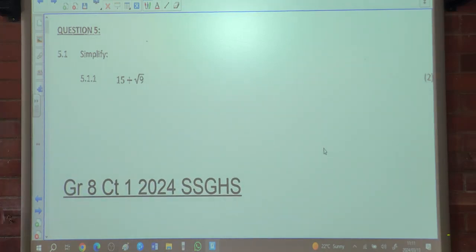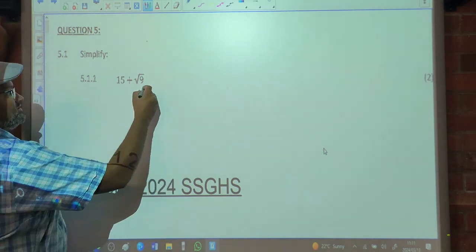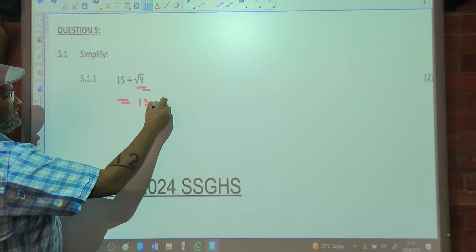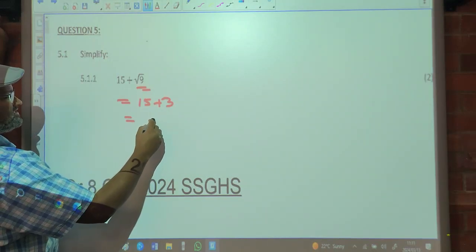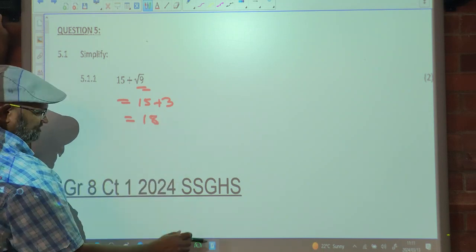Simplify. The question says you got 15 plus square root of 9. What must be done first? Square root of 9. So it's going to be 15 plus the square root of 9, which is 3. 15 plus 3 is 18.